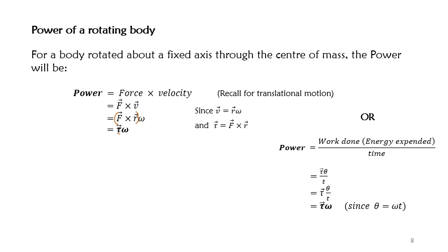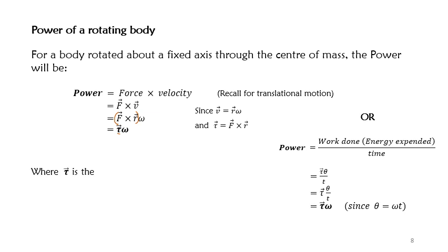And from what we obtained earlier, the work done or energy expended is tau theta divided by time. We have tau theta over t, and recall that theta is equal to omega t. So your answer, power, is tau omega. That is the product of the torque and the angular velocity.